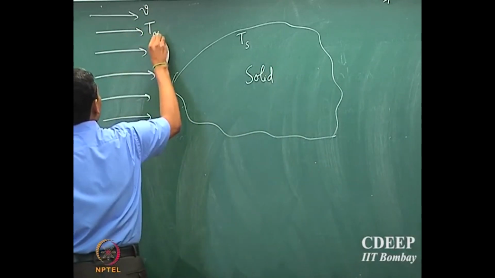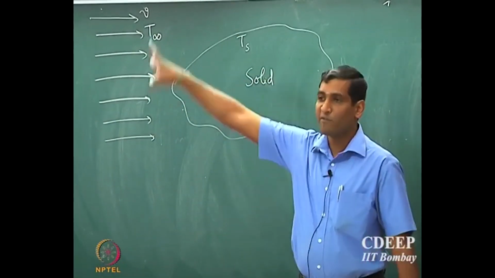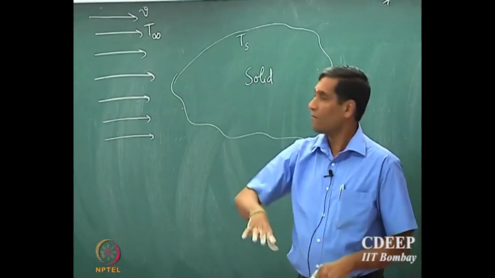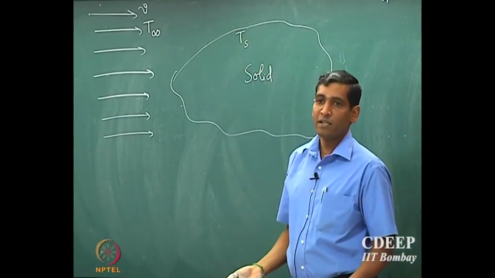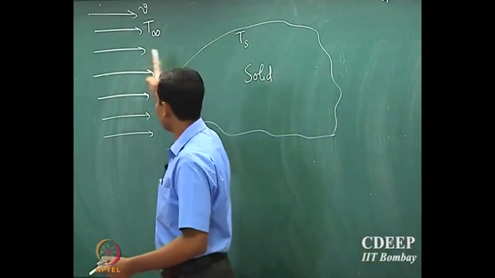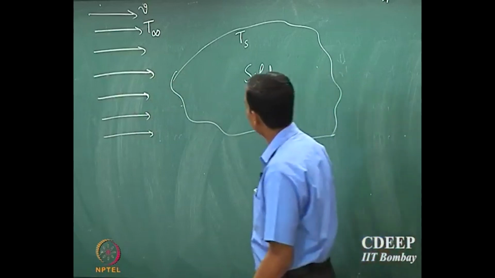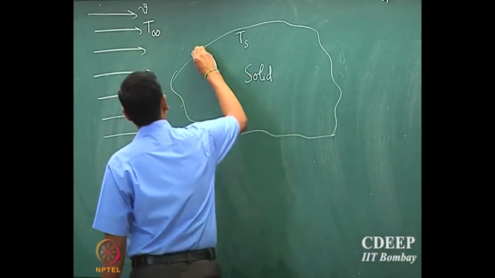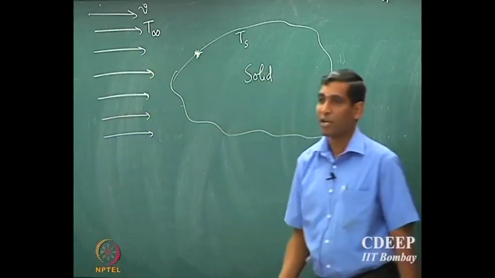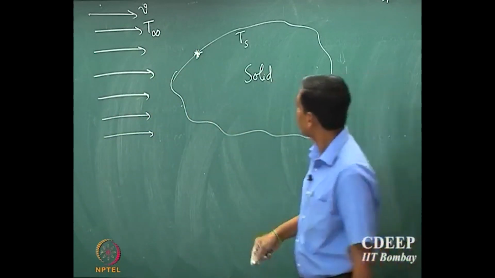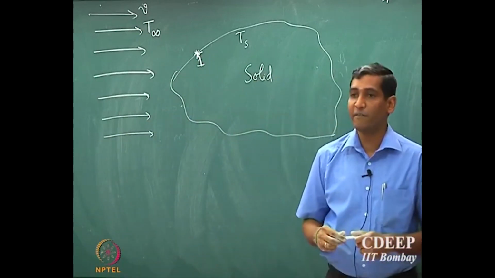and let us say that the temperature of the free stream fluid, that is, this fluid flowing past very far away from this object, is T infinity, and even before it sees the object, the temperature is T infinity. Now let us look at the heat transport at location 1. What is the flux of heat transport?